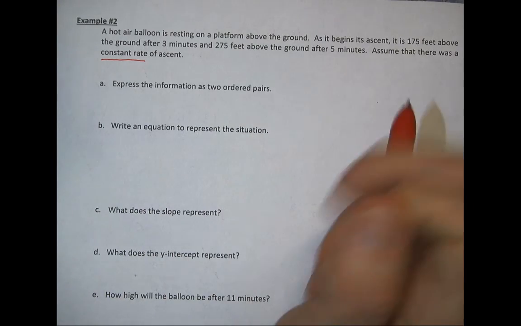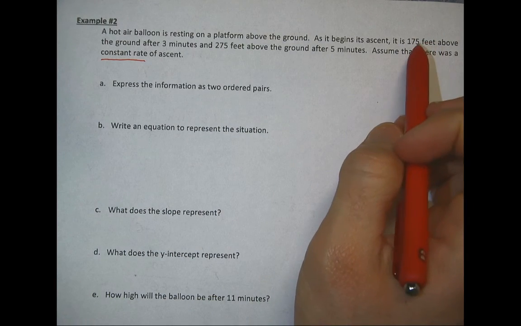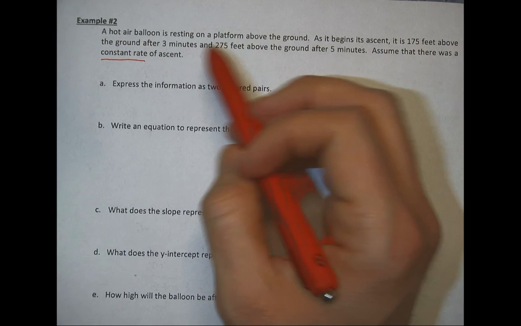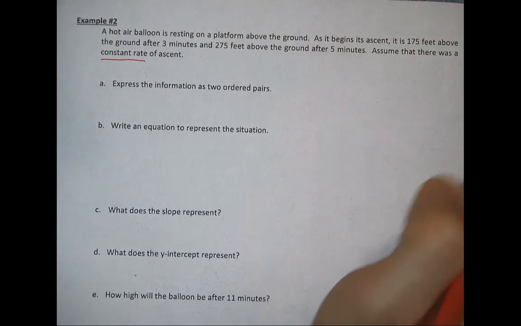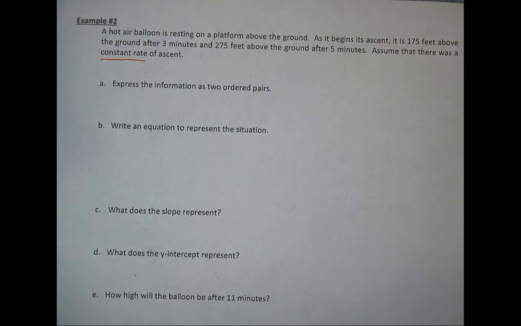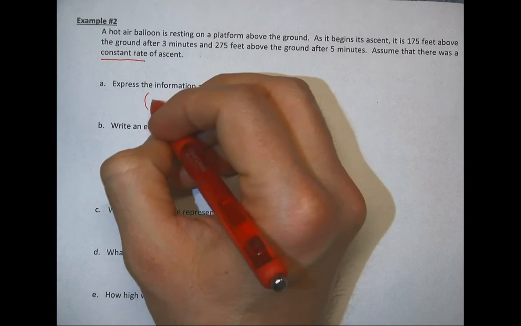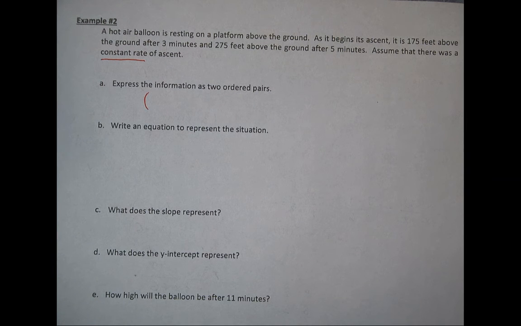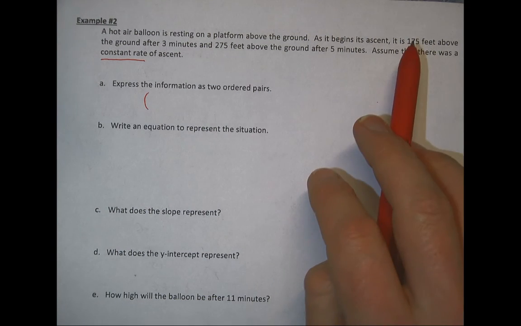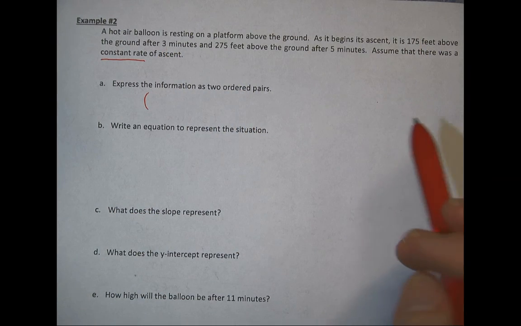So it says express the information above as 2 ordered pairs. We have 2 different sets of information. We know that it was 175 feet above the ground after 3 minutes and 275 feet above the ground after 5 minutes. So when we go to set that up, now you kind of have a choice which way you want to do it. You could put the feet above as your y, and you could put the 3 as your x, or you could do it the other way around.